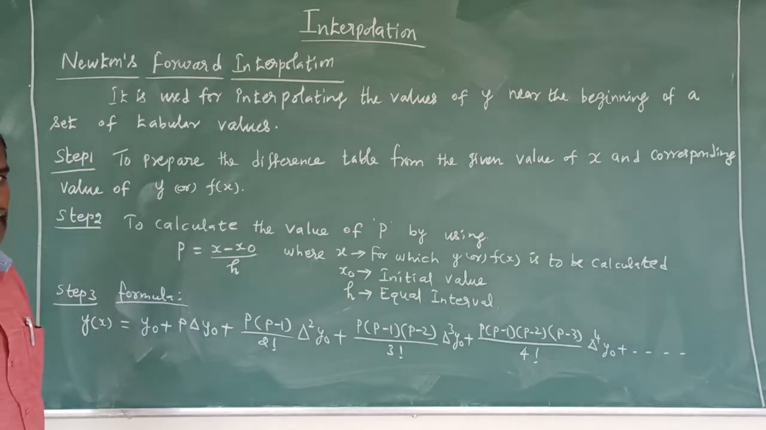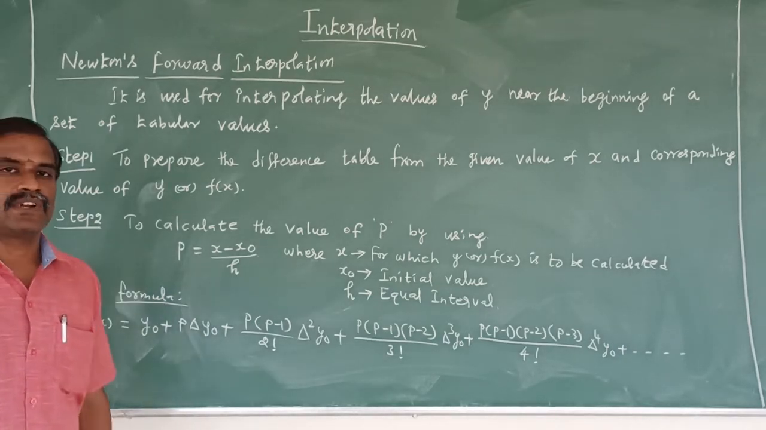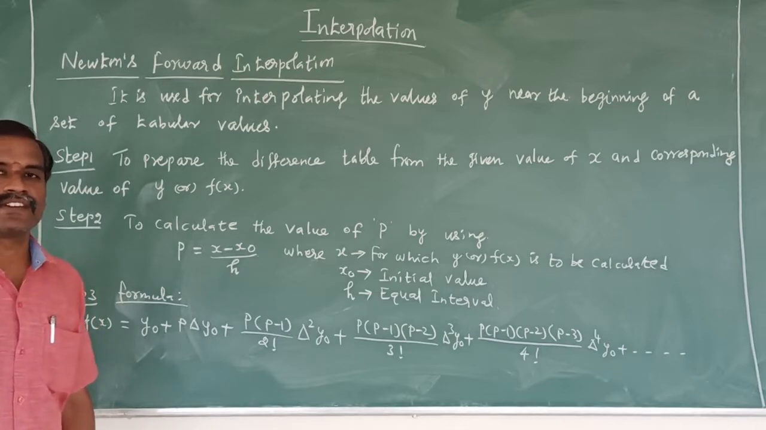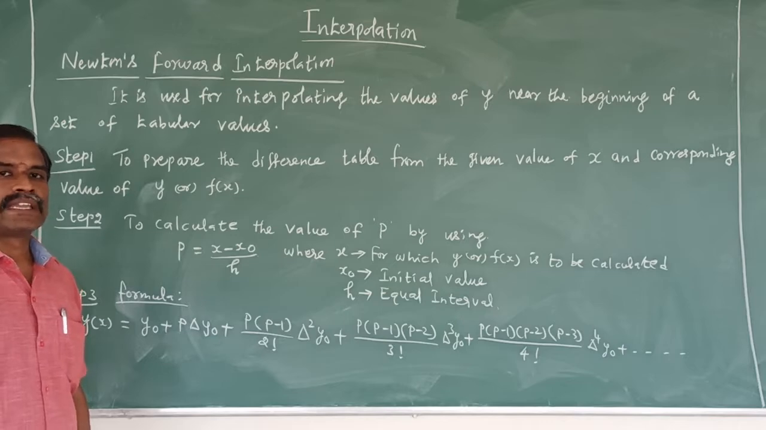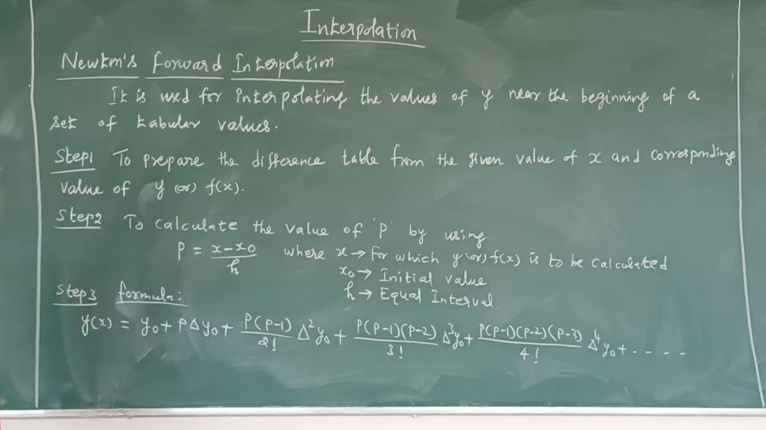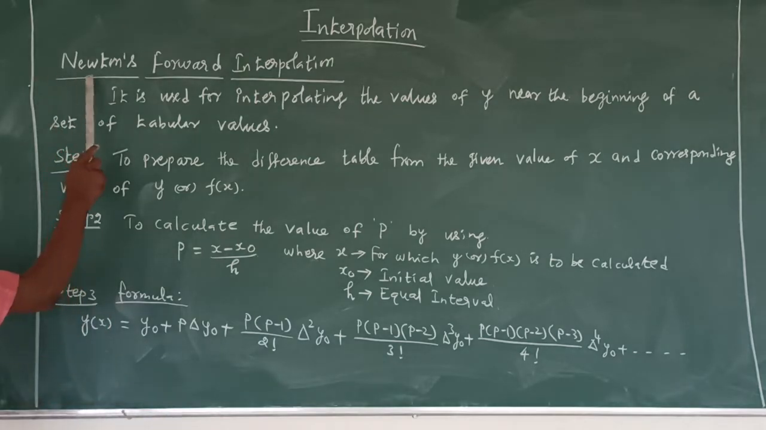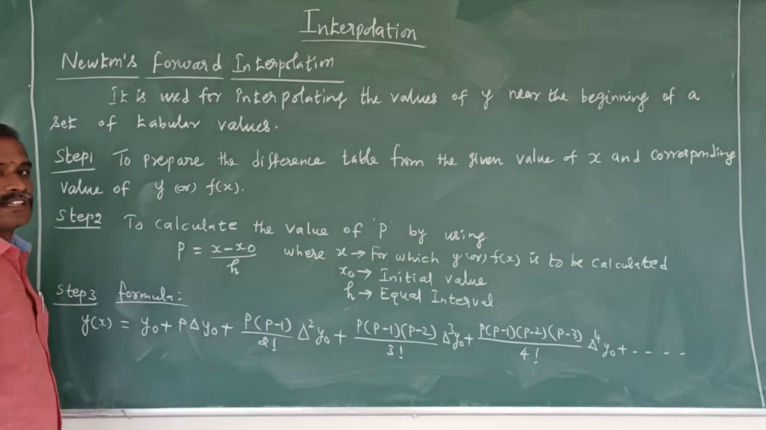And the second one is unequal intervals. There are two types. One is Newton's divided difference interpolation, and the second one is Lagrange interpolation. Now, first we will discuss Newton's forward interpolation.